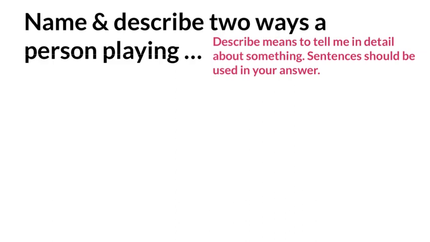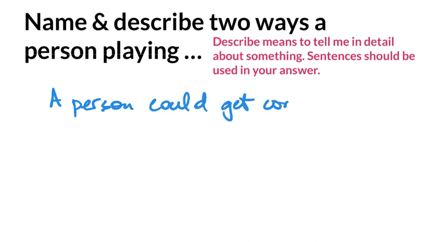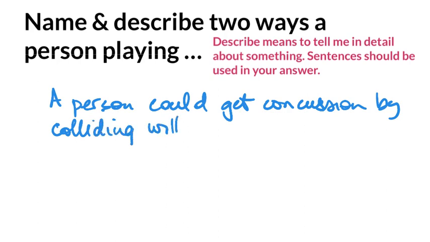So we could say something like, okay, let's look at this. And we could say something like, a person could get concussion by colliding with another player. There is one way a person could get it, and you're describing it. You're telling me that you've got to collide with a player, so you're giving me some sort of description. You give me some details.